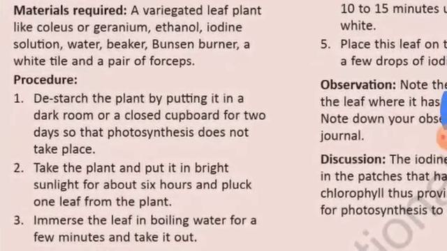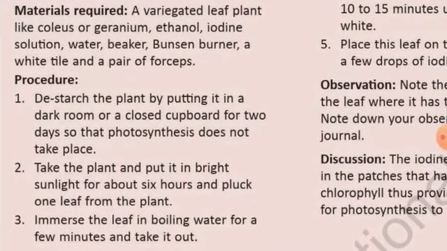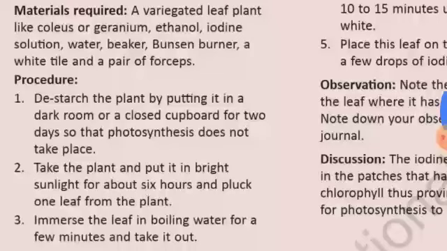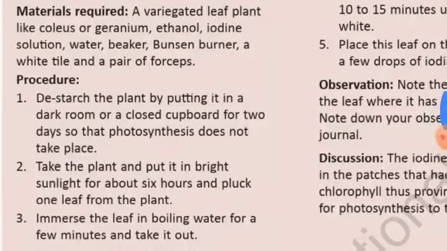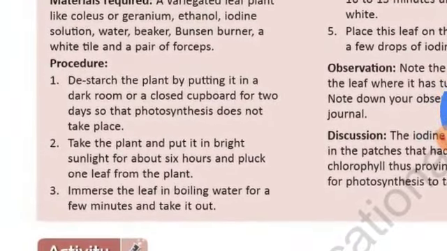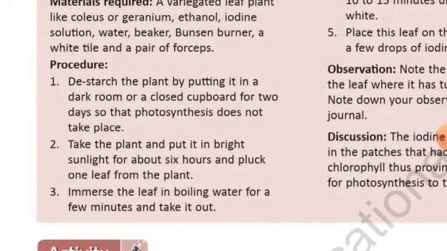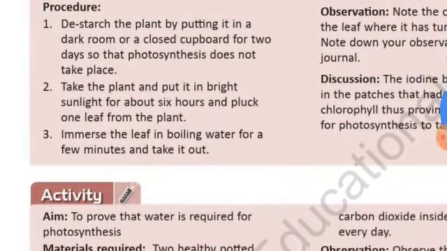So what we will do to remove the starch, we will keep the plant in a dark room or in a closed cupboard for 2 days. That means there will be no sunlight, so photosynthesis will not take place. Then after 2 days, we will take the plant and put it in bright sunlight for about 6 hours. And after 6 hours, we will pluck one leaf from the plant.